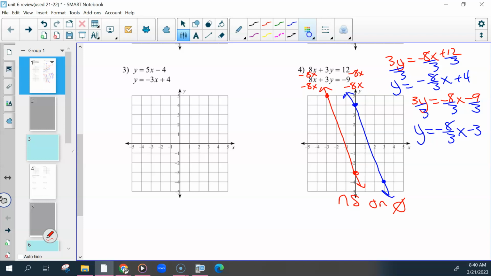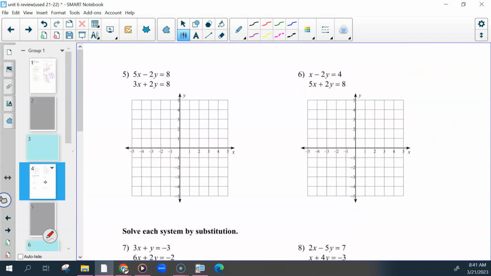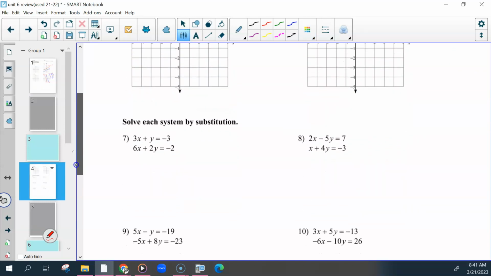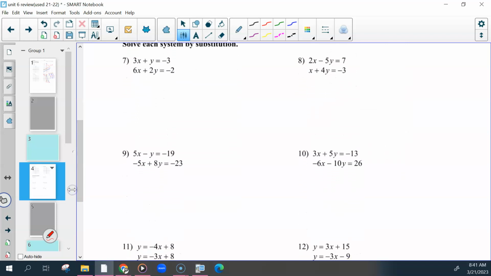Remember that to check if points are true or if points are the solution, put it into both and see does it work or does it not. If it doesn't work for both or one of them, it's not your solution. If it does work, then it is. Next objective. Any questions in the substitution piece?